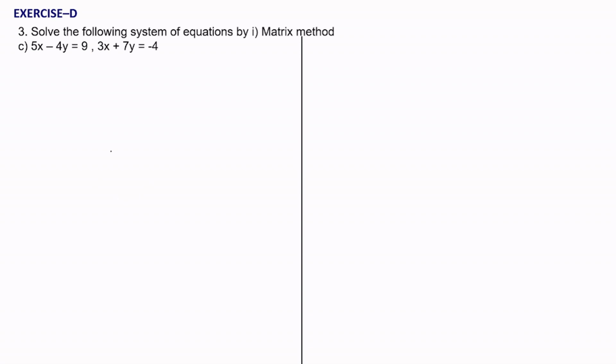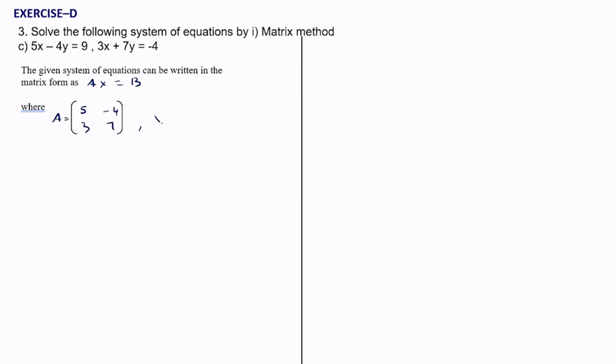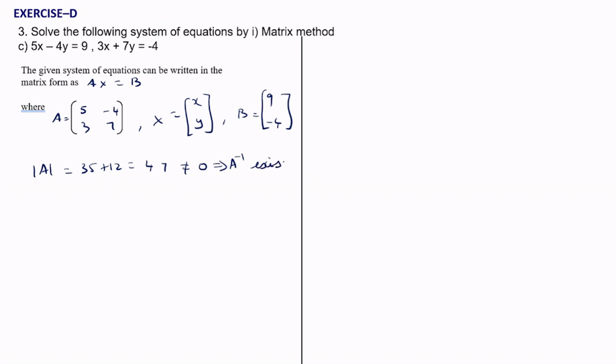5x minus 4y equal to 9, 3x plus 7y equal to minus 4. So the given system of equations can be written in the matrix form as Ax equal to B, where A equal to 5, minus 4, 3, 7, x is x and y, and B is the constant matrix 9 and minus 4. So first let us find the determinant of A. It is 35 plus 12, which is 47, not equal to 0. Therefore, A inverse exists.